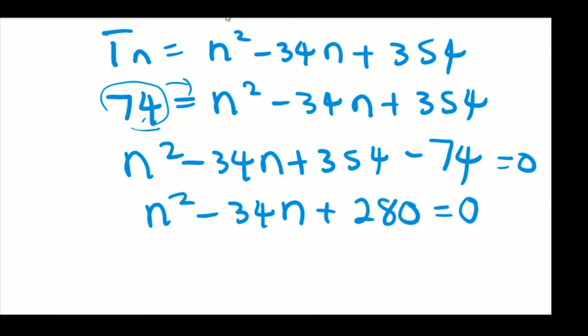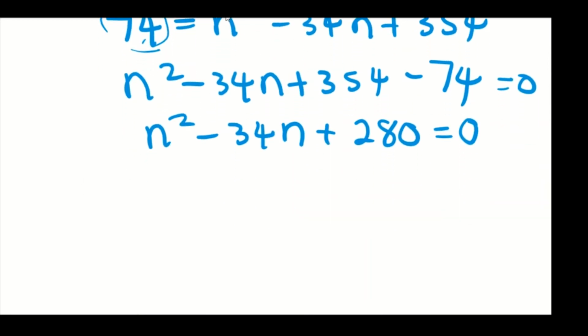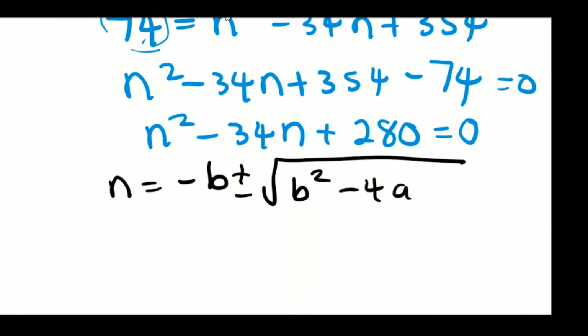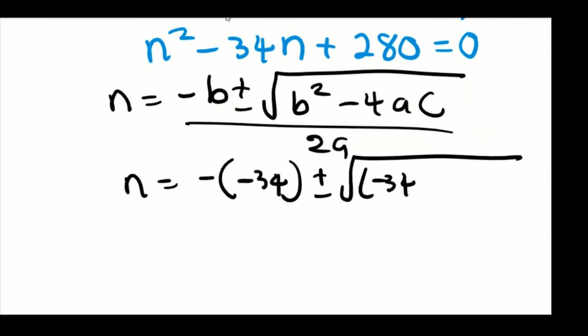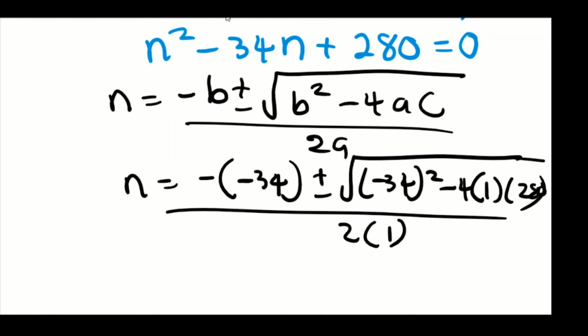So to find the value of n, we can use our quadratic formula, which is n equals minus b plus or minus the root of b squared minus 4ac, divided by 2a. And we're going to substitute into our quadratic formula. So n is equal to minus our b value, which is minus 34, plus or minus the root of minus 34 squared minus 4, our a value is 1, our c is 280, and then we divide by 2 into 1. So our n is supposed to be 20, or n is supposed to be 14.